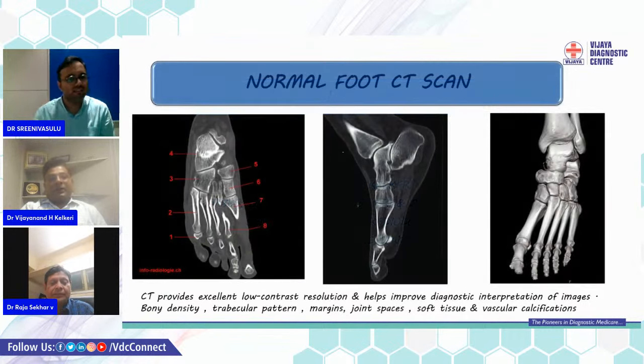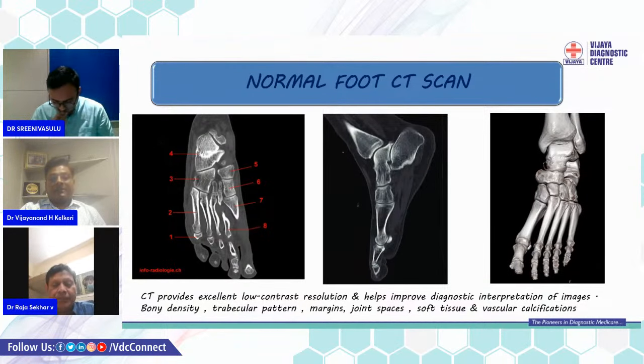Before I go into the territory of Dr. Rajasekhar, which is the treatment and management part, and helping him in diagnosing, I'll limit myself to the normal anatomy of the foot on CT and MRI. How does it look? Then I'll go into the radiology and pathology, after which we can hand it to Rajasekhar sir for how he goes about it.